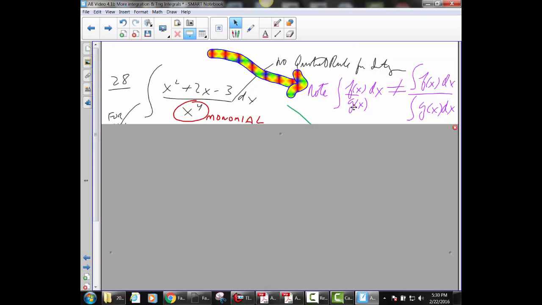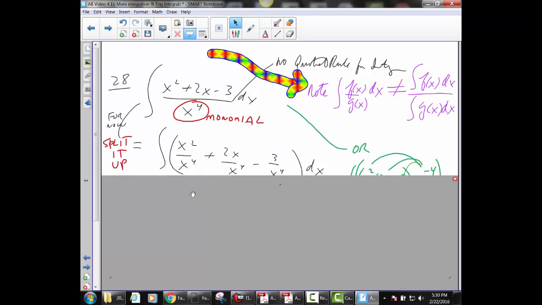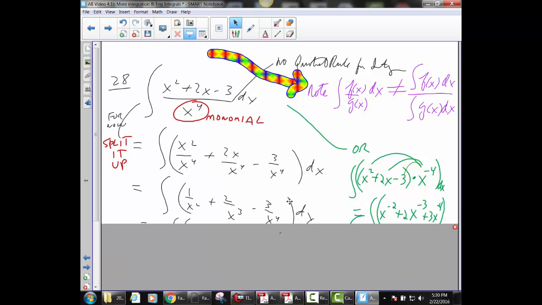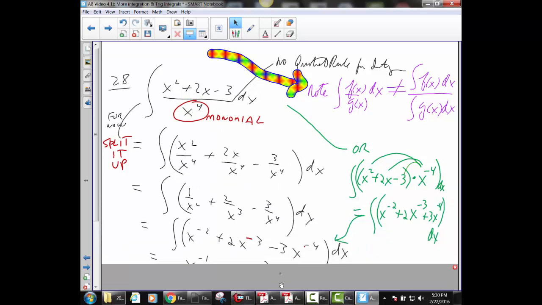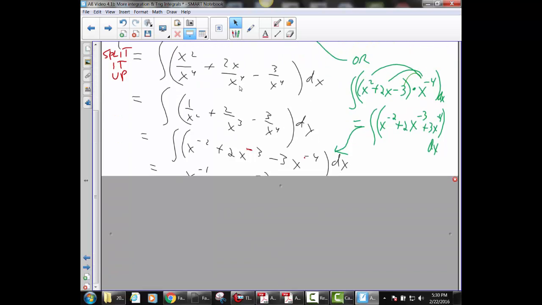Okay, again, there's no quotient rule. The integral of f of x divided by g of x is not the integral of f of x divided by the integral of g of x. So just like we did with differentiation, if you have a monomial denominator, split it up. x squared over x to the 4th plus 2x over x to the 4th minus 3 over x to the 4th. Simplify that. That's 1 over x squared, 2 over x cubed, 3 over x to the 4th. Rewrite these with negative exponents, and now you're ready to integrate.